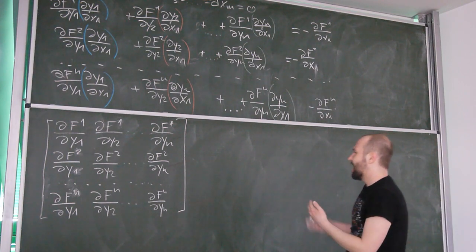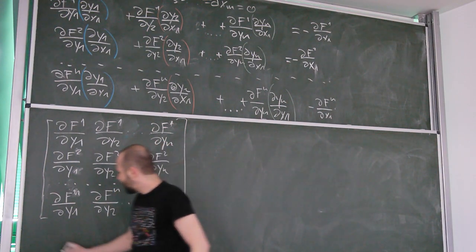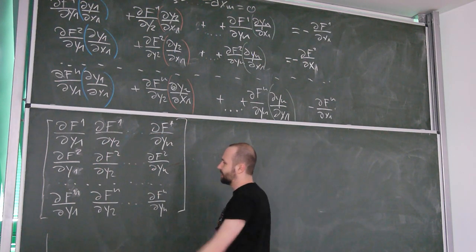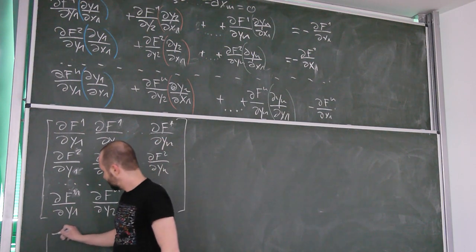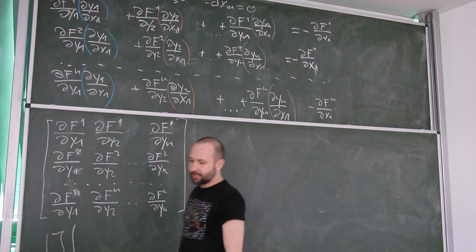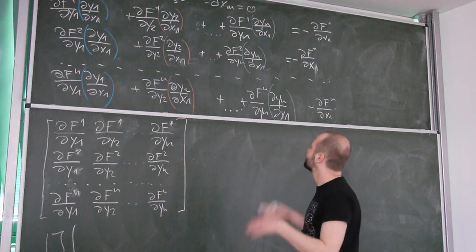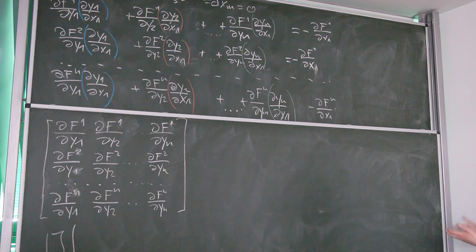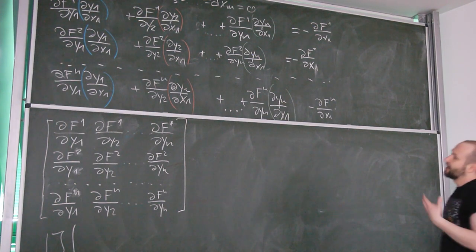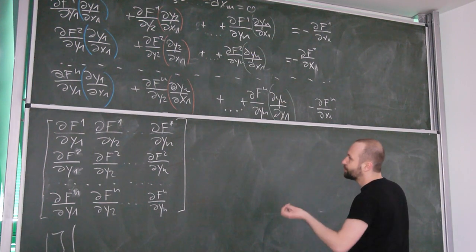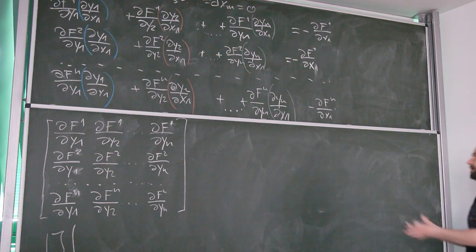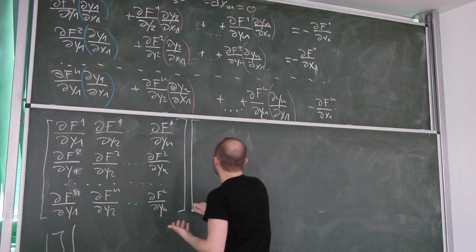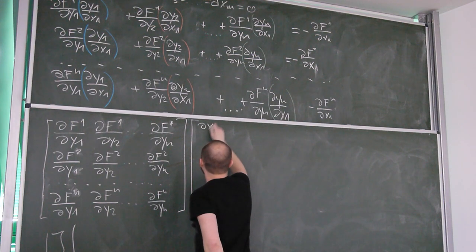So actually, if I calculate the determinant of this matrix, I'm going to obtain a Jacobian. And this Jacobian is, of course, what you saw in the implicit function theorem. And it makes perfect sense. If this Jacobian were equal to zero, we wouldn't be able to find the derivatives we are looking for. Now, where are these derivatives? Well, these derivatives are, of course, over here.